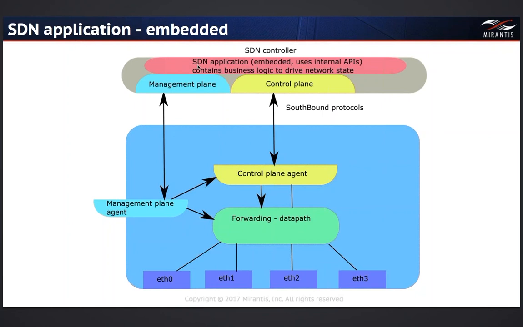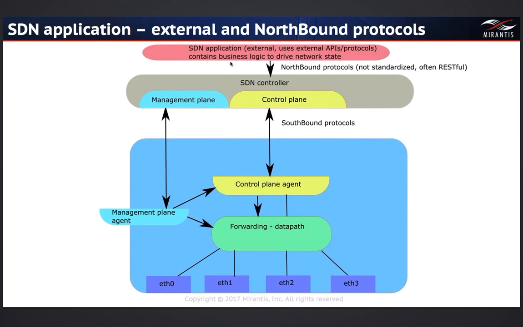This SDN application doesn't have to be embedded. The software doesn't have to run inside the SDN controller. It can also run externally, but then we need one more protocol. It's called a NorthBound protocol, and the NorthBound protocol is the one which can be used by an SDN application to talk to the SDN controller to drive network state controlled by that controller. Unfortunately, those NorthBound protocols are not standardized because it would be really difficult to standardize all the logic, because with this kind of solution, the network logic can be completely customized, it can be almost anything you want. So it's not standardized. Frequently, those NorthBound protocols are based on REST.